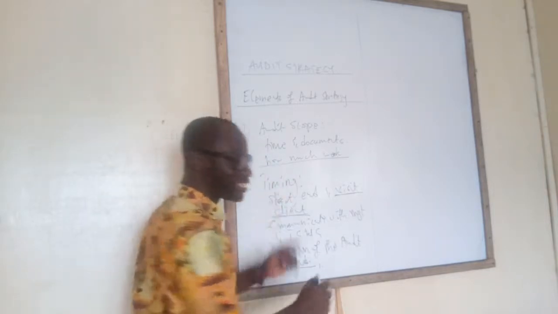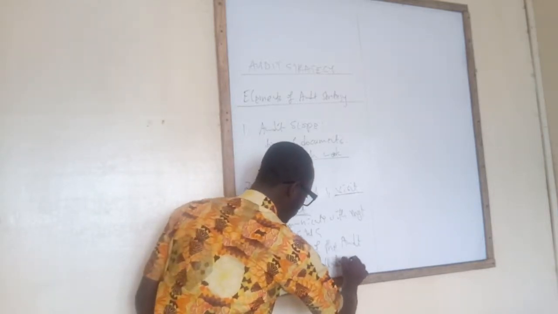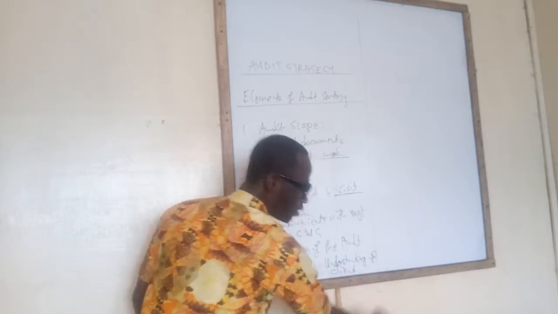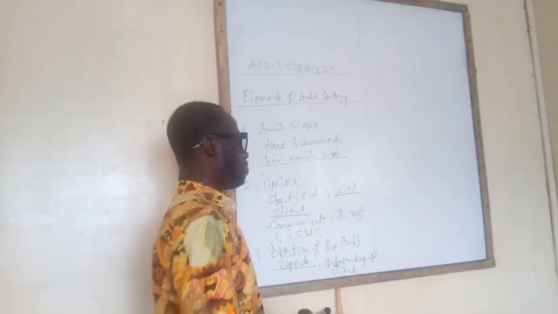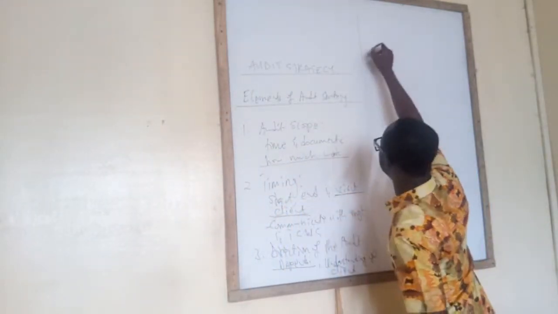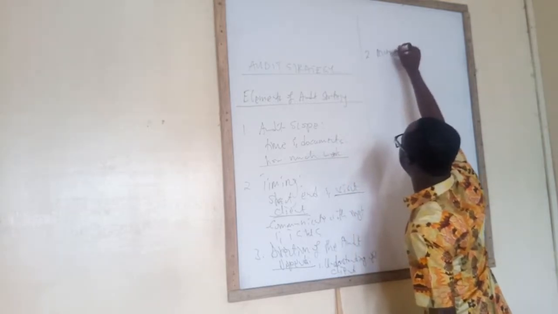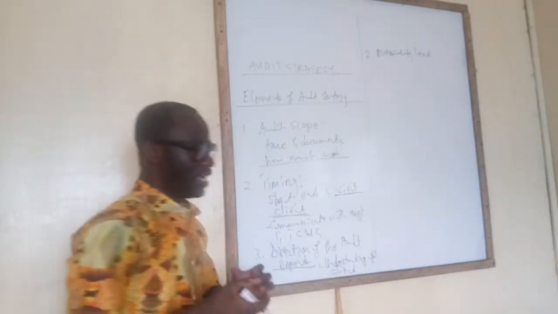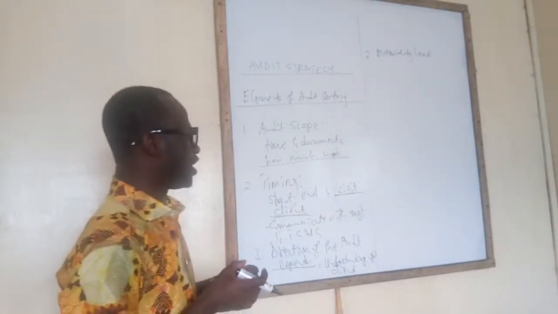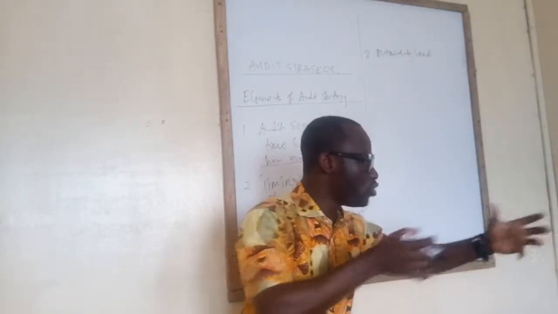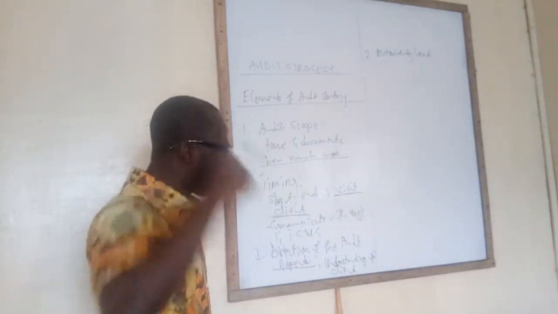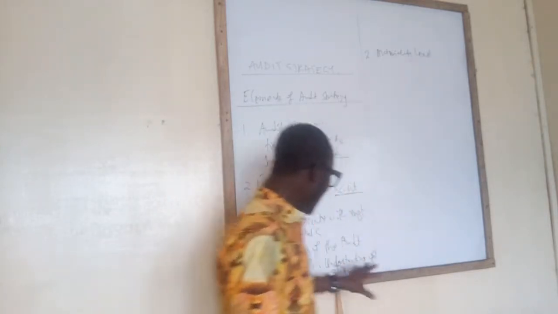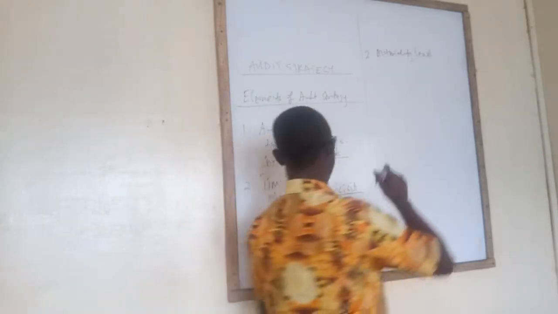One, the understanding of the client entity. And then two, materiality level. So how we undertake the audit, when we do what, is going to be dependent on, first, our understanding of the client entity, and then second, the materiality level. So let's pick the first one, understanding of the client entity.